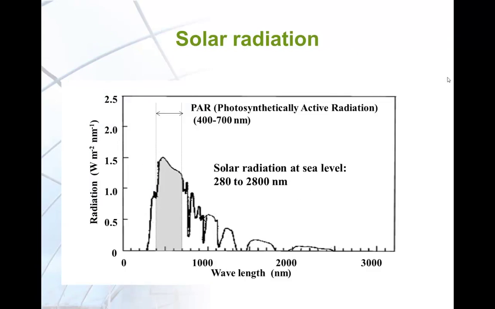This is a solar radiation spectral signature expressed or measured in the unit of watt per square meter per nanometer. And here is the PAR range, 400 to 700 nanometer. And the rest is infrared radiation and UV radiation. And the total range of solar radiation is 280 to 2800 nanometers.